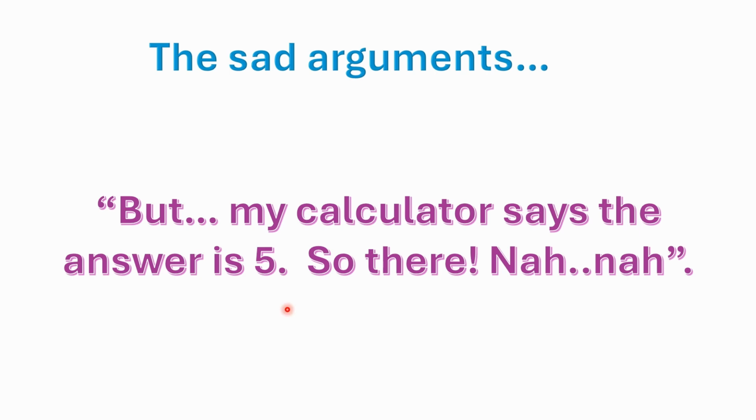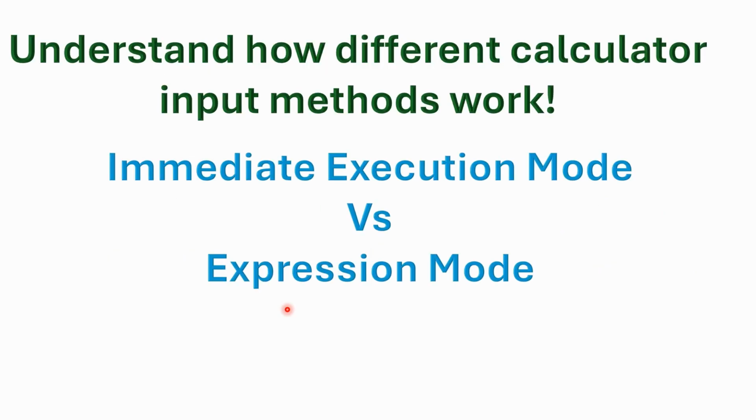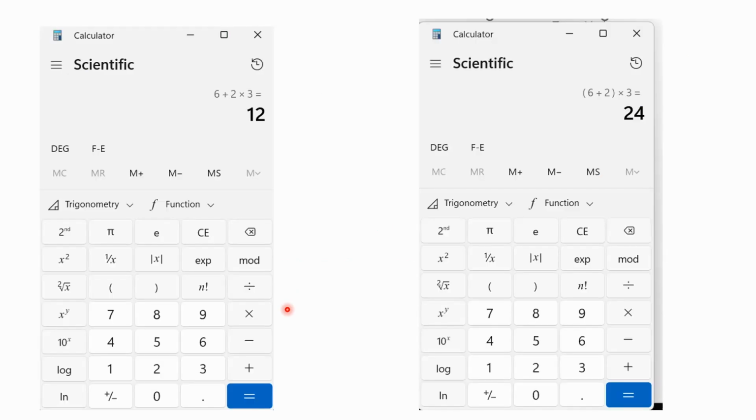But there are people out there that will say things like, well, their calculator gives them a different answer, and they'll use that as an argument. But again, a lot of people don't understand how calculators work either. There's immediate execution mode versus expression mode. A lot of your little cheap calculators, you cannot enter the entire expression. If you have a scientific calculator or a lot of other calculators that work in expression mode, you can type in the entire expression, 6 plus 2 times 3, then hit the equal sign, and you get the correct answer of 12.